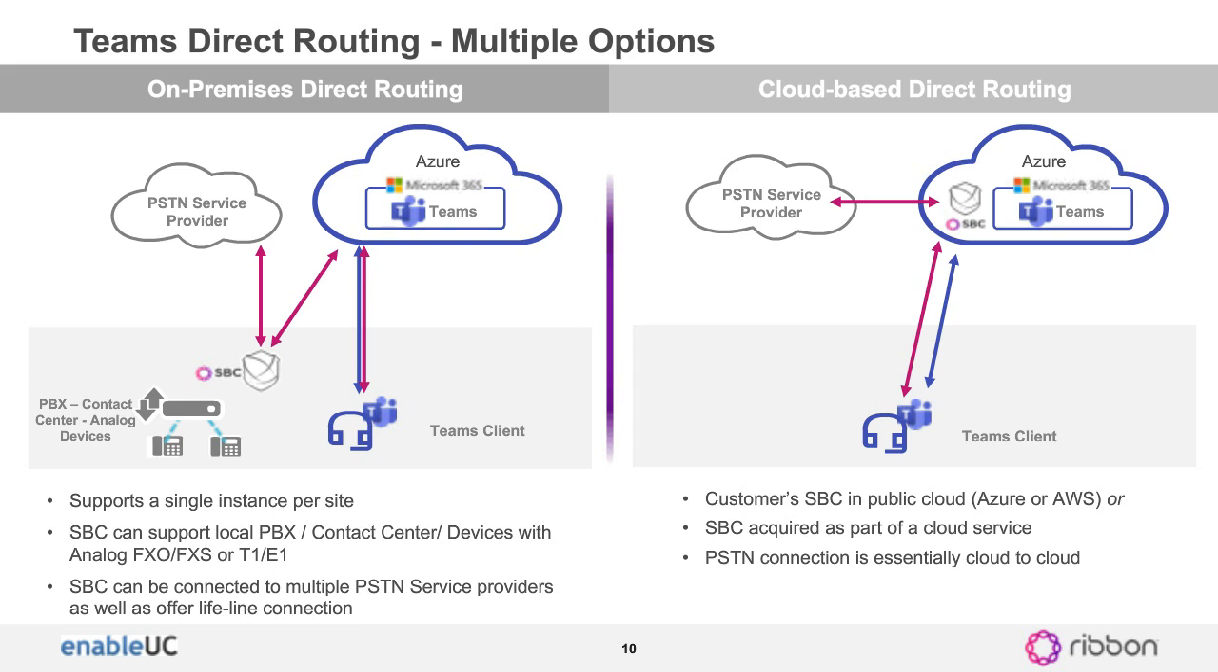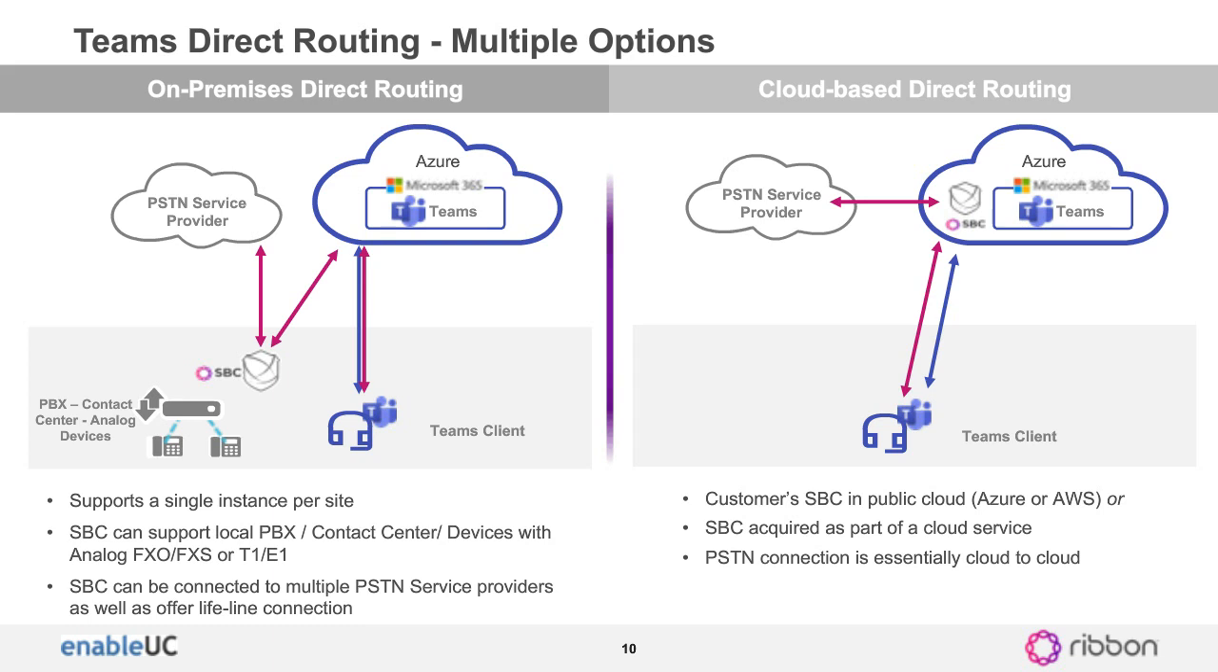It's not uncommon for people to use something like a 10-to-1 ratio. So for every 10 users that you might have on Teams, you would need one SIP trunk or one direct routing connection. And then in terms of how you set up direct routing, there's basically two choices. You can go with an on-premises model, what we show on the left, or a cloud-based direct routing model.